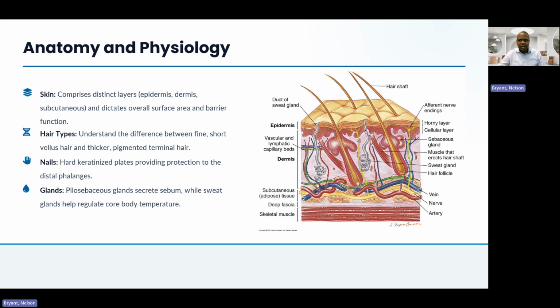As you are already aware, the skin is the largest organ of the body, comprising the outer part, the epidermis, then the dermis, which is the middle part, and then the subcutaneous tissues. But we will not spend much time on this anatomy and physiology. We are looking at how, for example, the sweat glands help in regulating body temperature and protecting against pathogens.